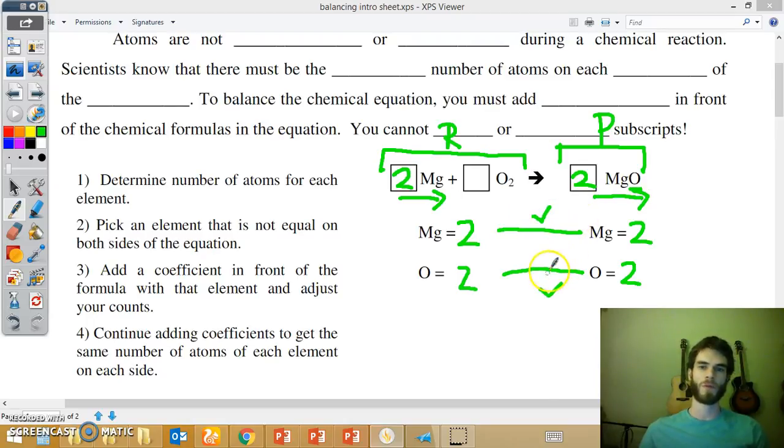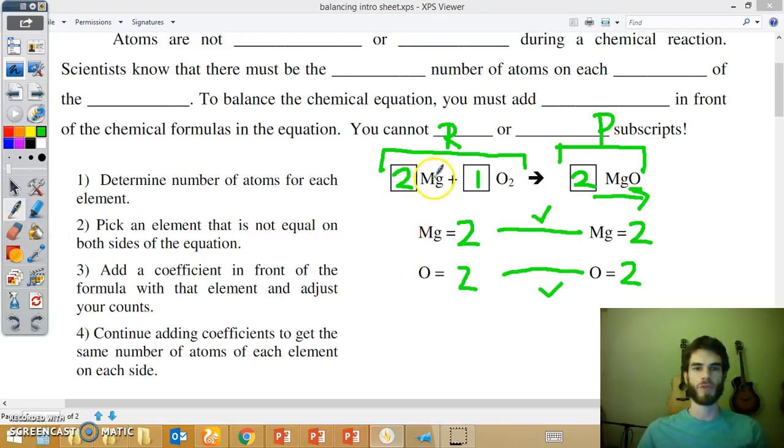Check. Okay, and if you want to put a number here, you can leave it blank, or you can put a number 1, either way. So we could say that the coefficients that balance this equation are 2, and then 1, and then 2. And then you can double check. It's always a good idea to go back and double check and read through the whole equation and make sure that the numbers are the same.